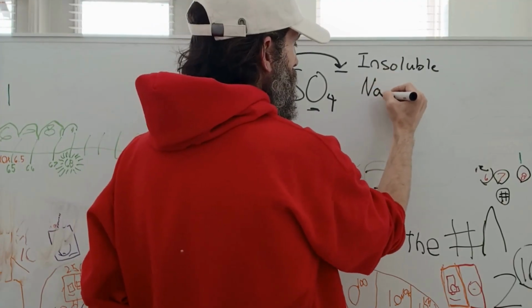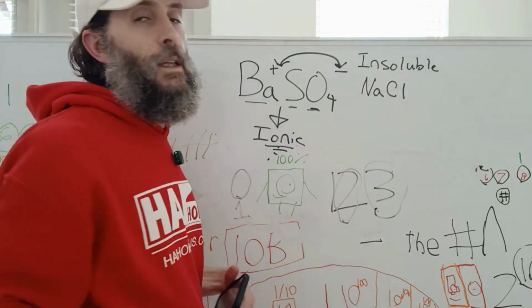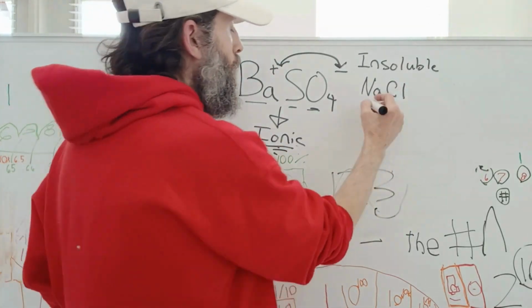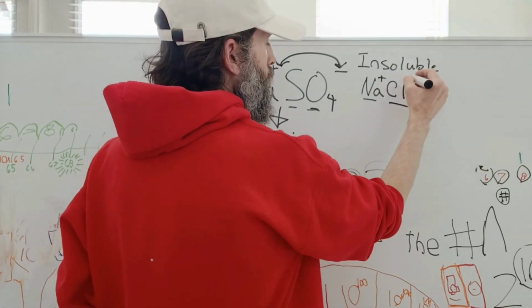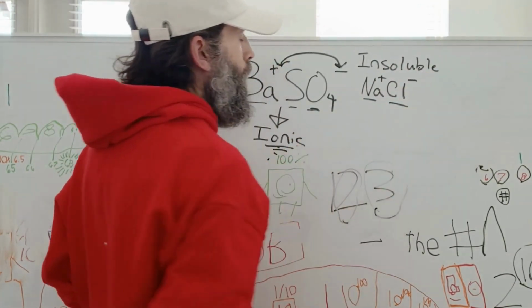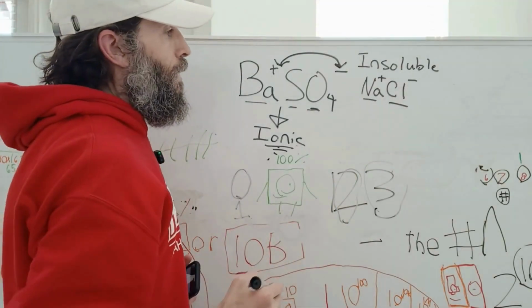Another example of an ionic bond is something we all use on a daily basis, and that's table salt. Sodium chloride. The sodium is the cation, positively charged. The chloride is the anion, negatively charged. That is an ionic bond as well.